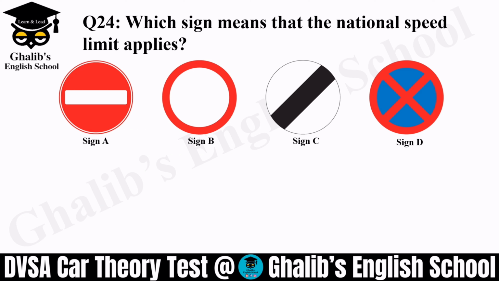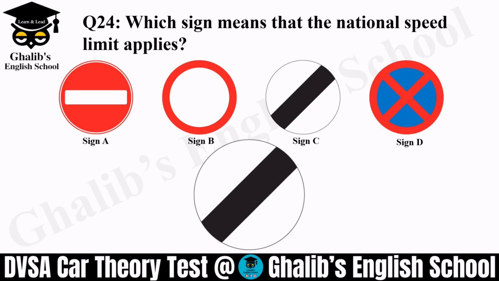Question 24. Which sign means the national speed limit applies? Sign A, B, C, or D? The correct option is sign C. So sign C is the national speed limit sign. You need to follow that, whether you are going on a single carriageway, dual carriageway, or motorway, the speed limit changes accordingly. So you need to understand that. Okay, what is sign A? Sign A is for no entry, sign B is for orders, and sign D is no stopping.